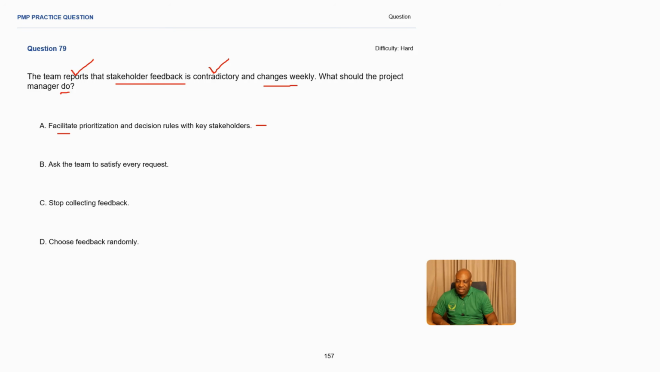Then B, ask the team to satisfy every request. You don't ask the team to satisfy every request. You need to understand, because remember, the team is reporting that the feedback is contradictory, okay? And it's changing weekly. So the best is to meet with the stakeholders here, making this one incorrect answer. Stop collecting feedback. You don't stop collecting feedback. Feedback is very important for improvement, either in the current phase or also in the next project, making this one an incorrect answer. Choose feedback randomly. You don't choose feedback randomly. You need to take all the feedback as it comes, making this one incorrect.